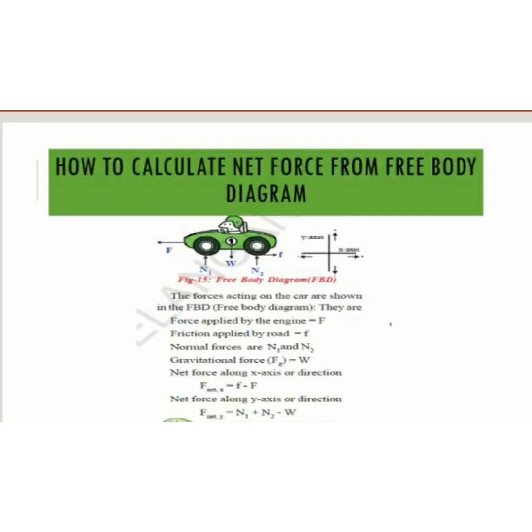will stop. Now what are the normal forces here? N1 and N2 are the normal forces here, and one more force is also acting, that is the gravitational force Fg, which is equal to W. Fg equal to W means the weight of the car. Now we are taking a coordinate system. What is a coordinate system? It has both an x-axis and a y-axis.